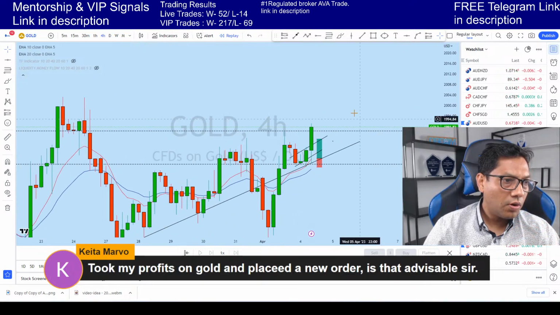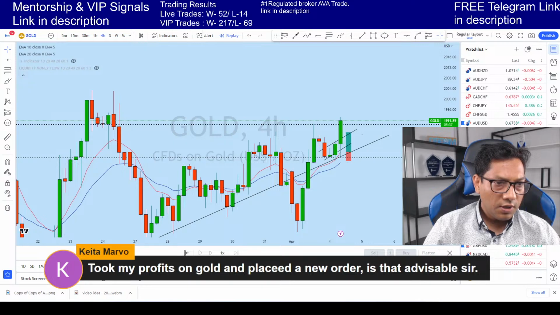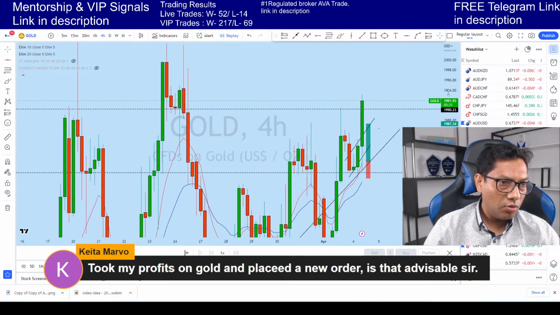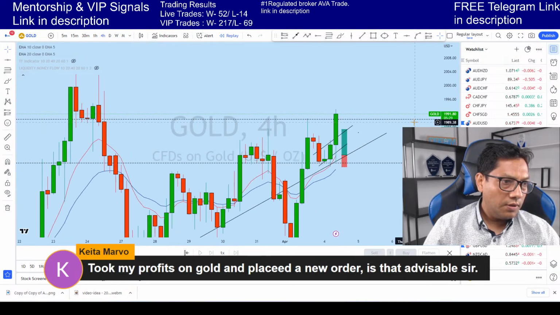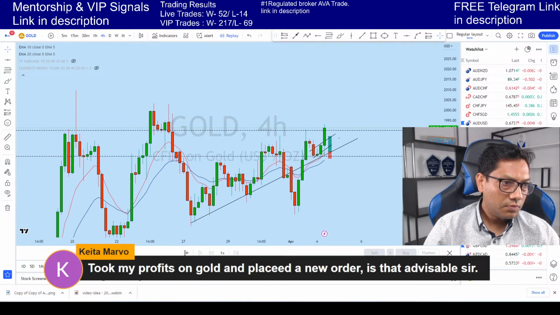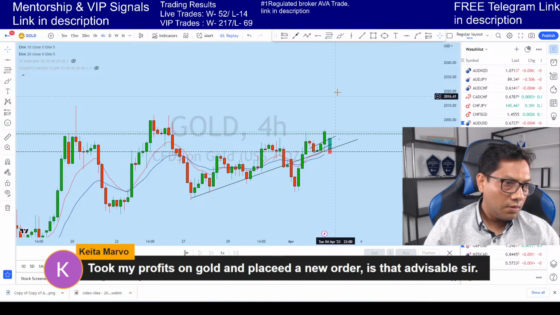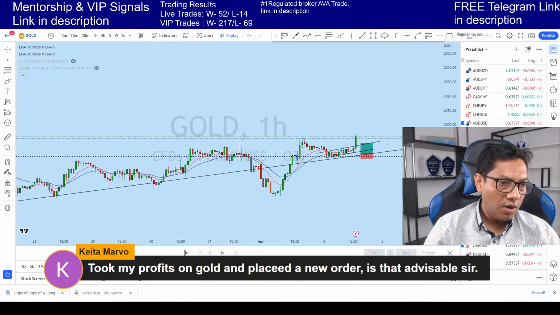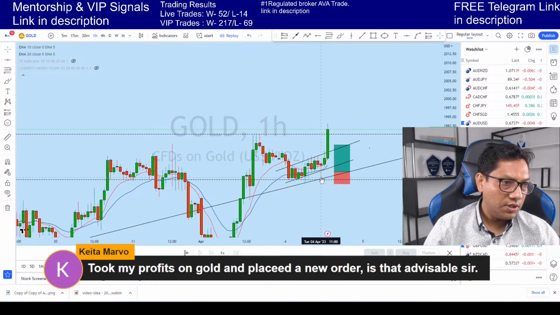Okay, so this 4-hour candle is going to close in 5 minutes time, right, on gold. And with that close we can expect a further move. Now on the close, how can we find an entry? So this is the starting of the impulse.